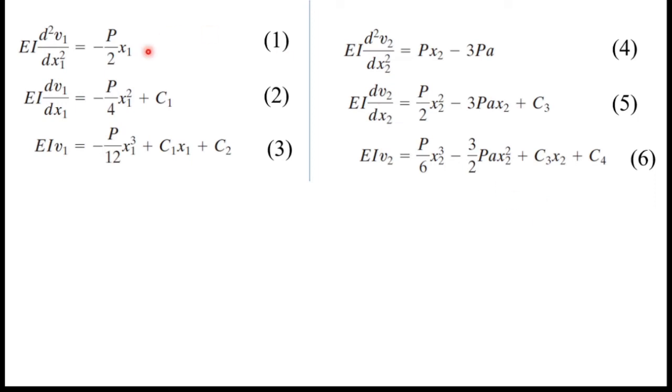So those constants you can see in this equation. We have 4 unknowns, which are C1, C2, C3 and C4. Next I am going to find those constants. For that I have to use boundary conditions. So let's see what boundary conditions we have.